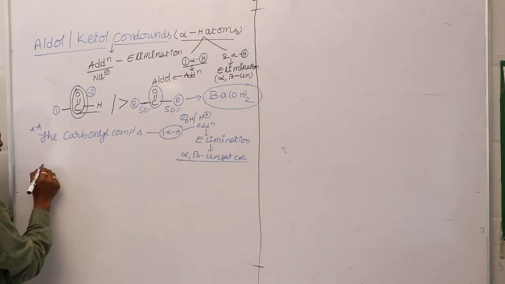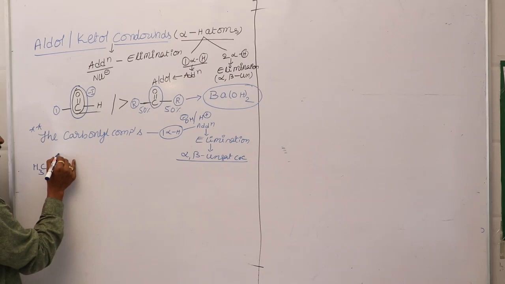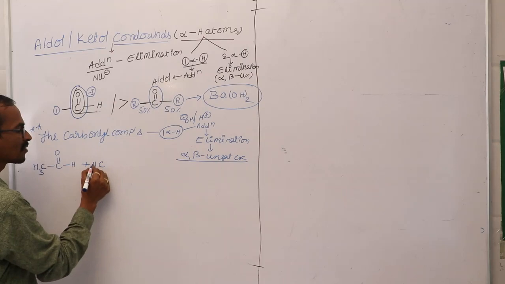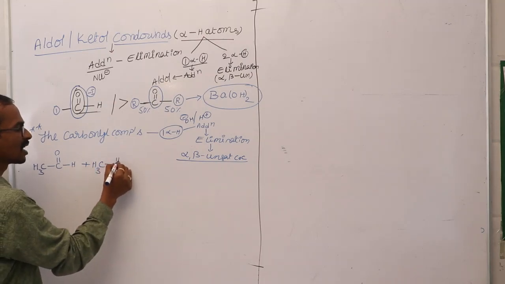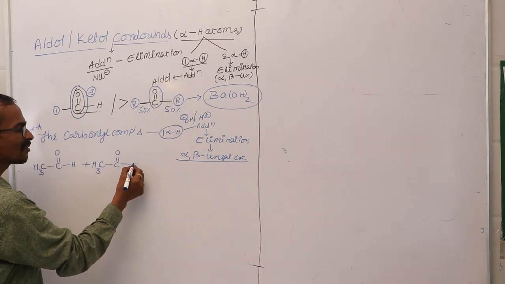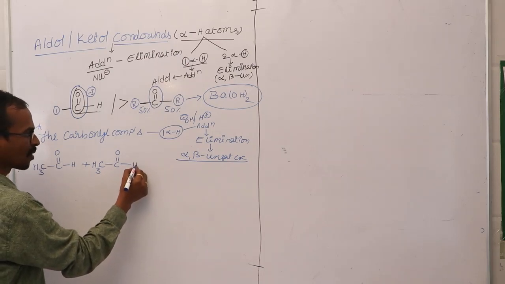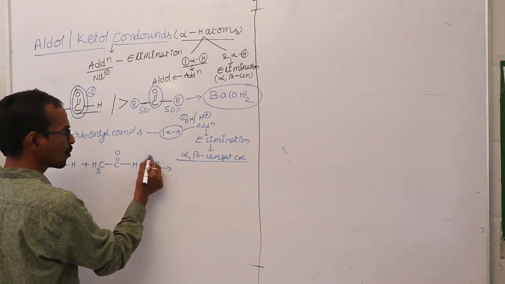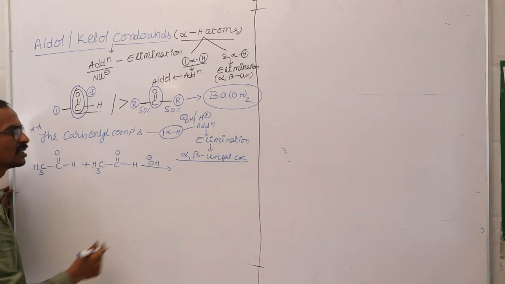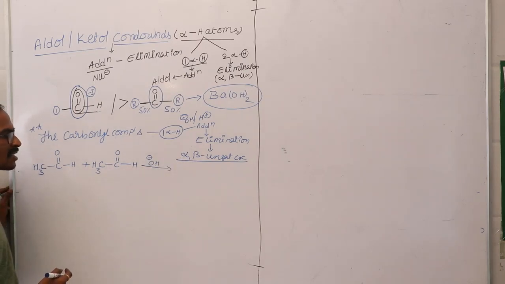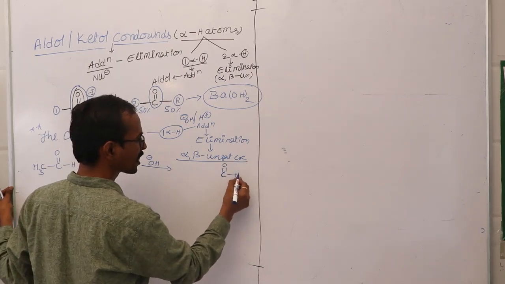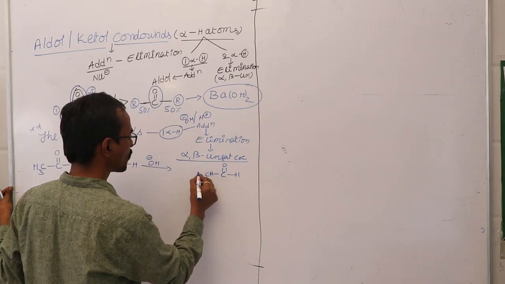Let me take a simple example. For example, if acetaldehyde, CH3CHO, is taken, when two moles of acetaldehyde are treated one with another in the presence of a base, what happens? That forms an alpha beta unsaturated carbonyl compound, CH double bond CH.